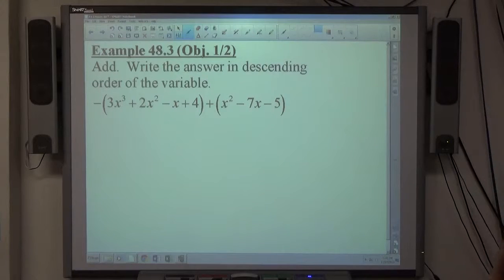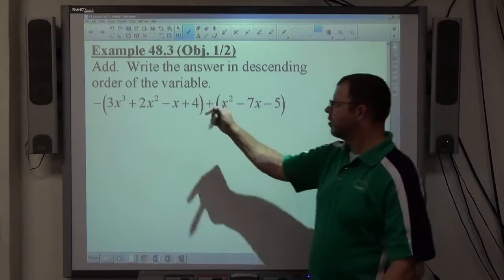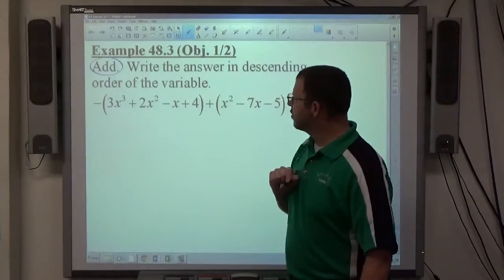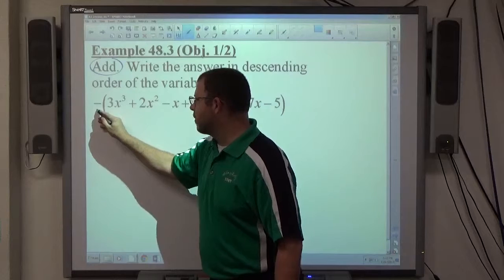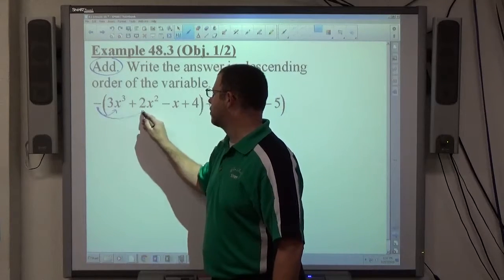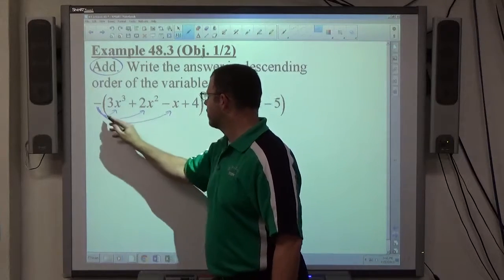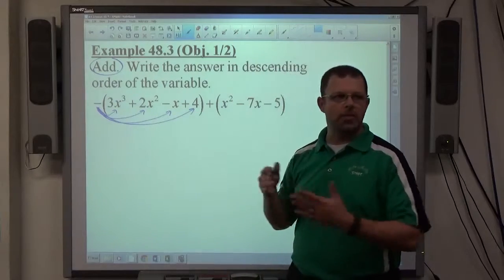Negative 3x cubed plus 2x squared minus x plus 4, or plus x squared minus 7x minus 5. Again, directions say to add, right? The answer in descending order of the variable. First parentheses has a minus in front of it, so minus distributes through the parentheses. It's affecting every object in the parentheses. Every object is going to change sign.